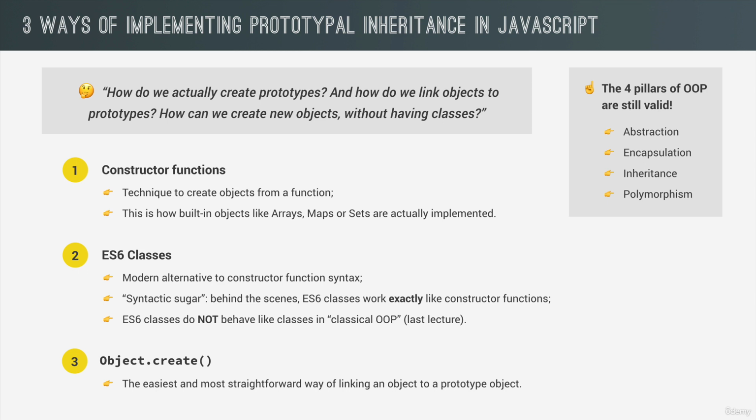Now, to finish, one important thing to keep in mind is that the 4 principles of object-oriented programming that we learned in the last lecture, so that's abstraction, encapsulation, inheritance, and polymorphism, are still valid and important with prototypal inheritance. And throughout this section, we will of course learn how to use and implement these principles. All right, and with all that being said, let's now finally put OOP into practice and get a bit more technical.